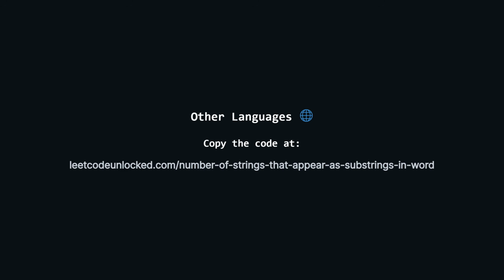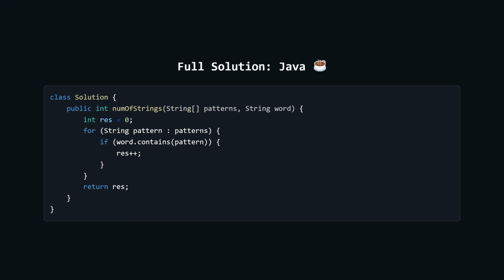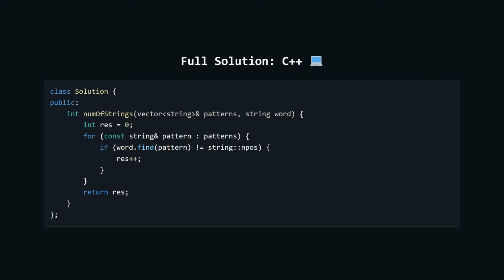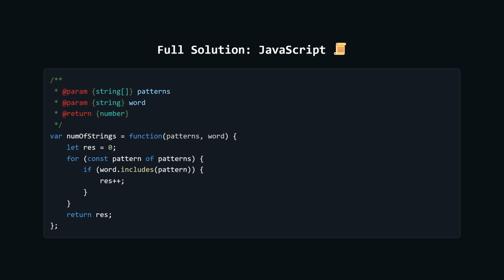Alright, that covers the Python explanations. As promised, here are the full solutions for Java, C++, and JavaScript. Remember, you can just go to the link in the description to copy and paste the exact code directly. Here is the most direct solution in Java, utilizing the built-in contains method for simplicity. Next up, here is the C++ version, taking advantage of the standard find method. And finally, here is the solution in JavaScript, using the includes function.